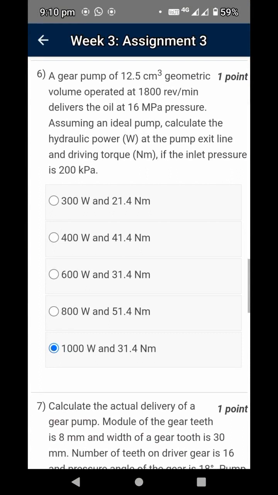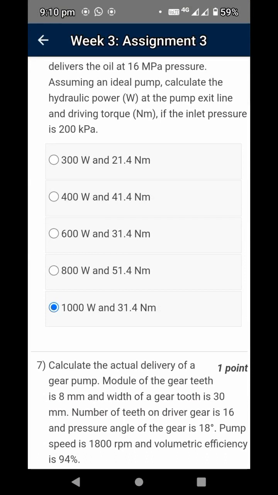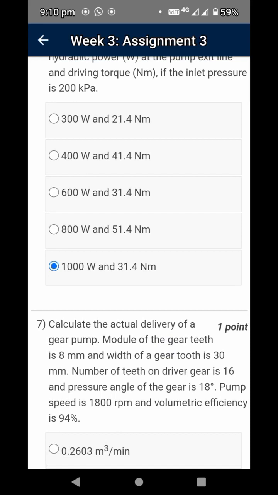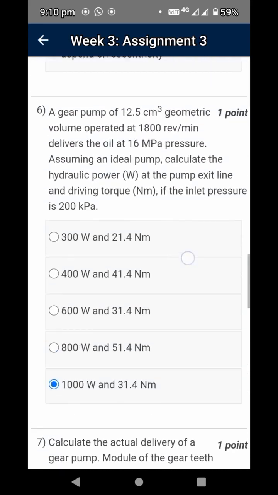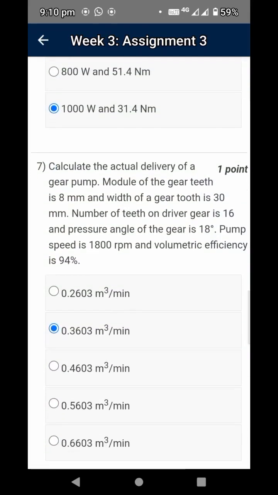In two options 31.4 is available. 31.4 indicates driving torque, and in the third option the power value is given as 600 watt, but we got an answer 943. So which is relevant to option number 5. So the answer is option number 5, 1000 watt and 31.4 Newton meter.